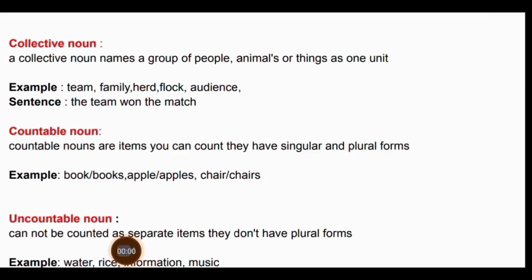Collective noun. A collective noun names a group of people, animals, or things as one unit. Example: team, family, herd, flock, audience. Sentence: The team won the match.